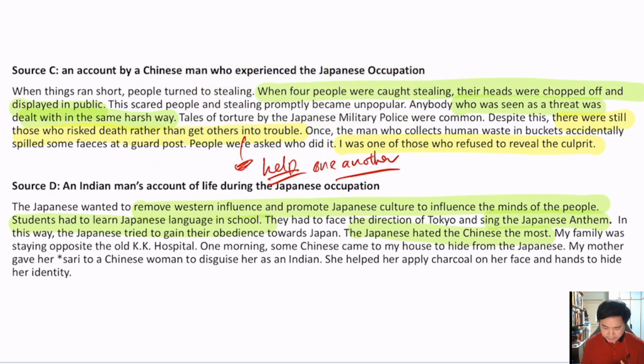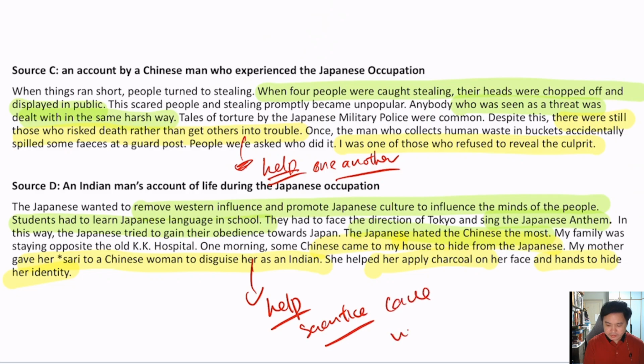Okay, now let's move on to the second part. One morning, some Chinese came to my house to hide from the Japanese. My mother gave her a sari to disguise her as an Indian. She helped to apply charcoal on her face and her hands to hide her identity. Now, do we see the same inference here in the yellow portion? The Chinese came to my house to hide from the Japanese. My mother gave the Chinese woman a sari to disguise her as an Indian. Is there an idea of helping, right? Sacrifice, right? Care, unity. Is it the same here? Unity also. They rather risk death, right?